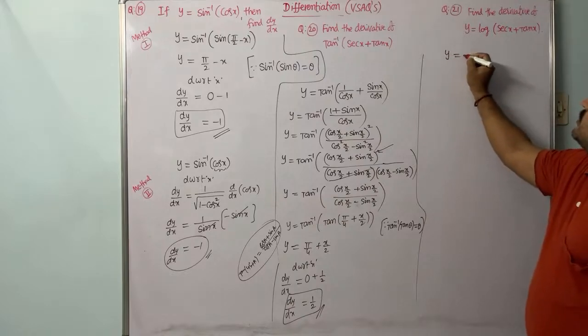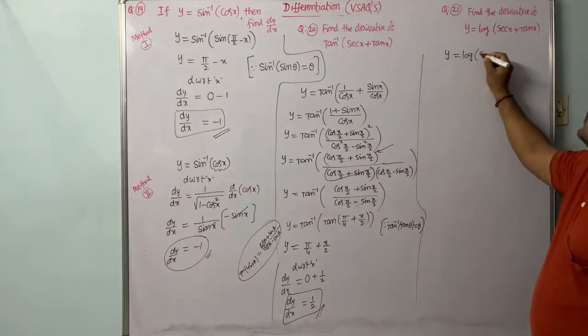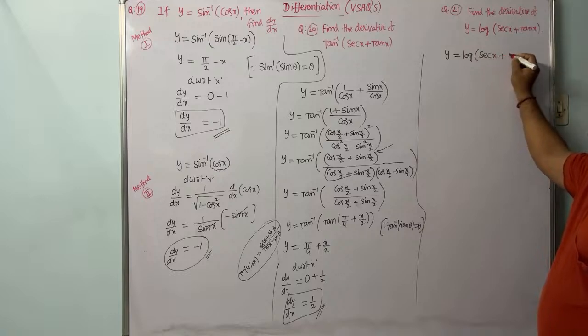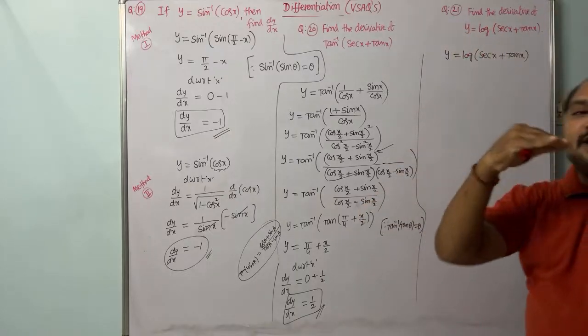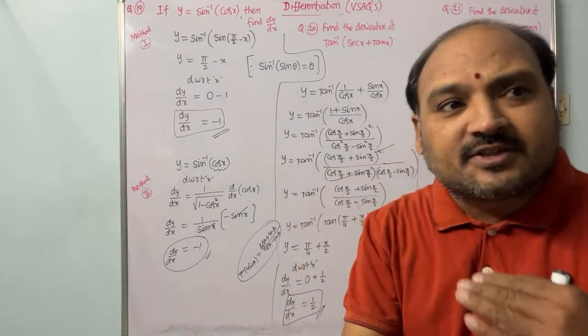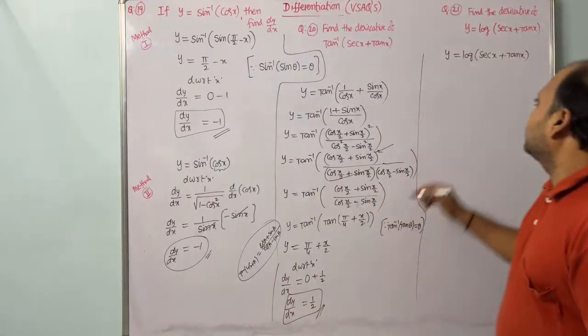So y equal to log of secant x plus tan x. This is a given function. Sometimes they may ask this question as: if f of x equal to log of secant x plus tan x, then find f dash of x. In that way also they will ask the students.